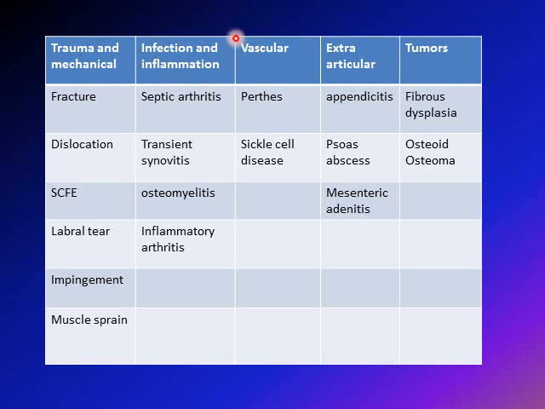Within infection and inflammation, there is septic arthritis, which means bacterial infection of the joint, transient synovitis, inflammation of the joint, osteomyelitis of the proximal part of the femur, and inflammatory arthritis. Vascular causes include Perthes and sickle cell diseases. Extra-articular causes, the pelvic causes, include appendicitis, psoas abscess, and mesenteric adenitis. Tumors of the hip joint include fibrous dysplasia or osteochondroma. We're going to discuss the more important causes now.